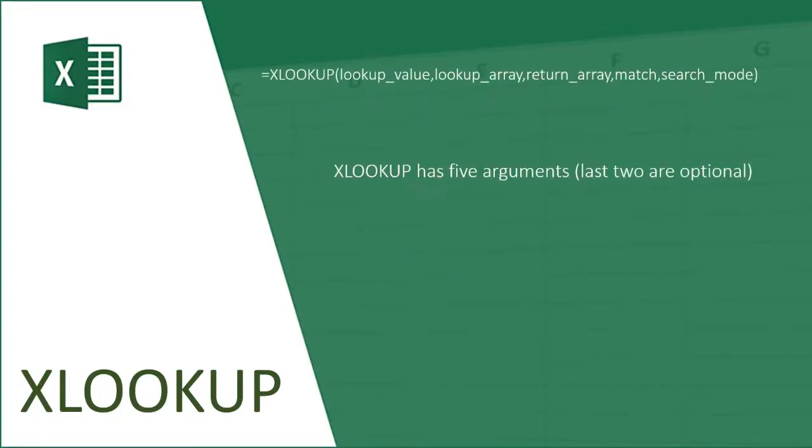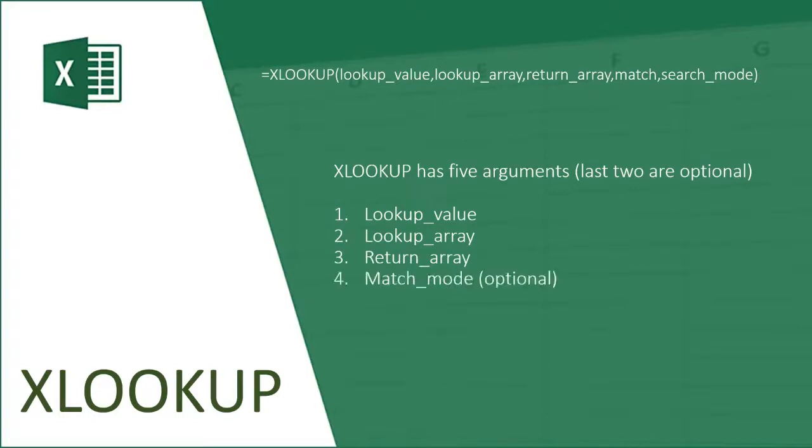As mentioned, XLOOKUP has really simplified the data search functionality. It comes with some great features. It has 5 arguments, and the last 2 are optional: lookup value, lookup array, return array, match mode, and search mode.